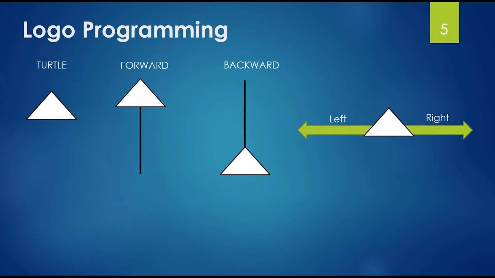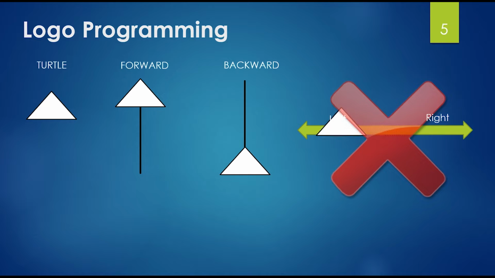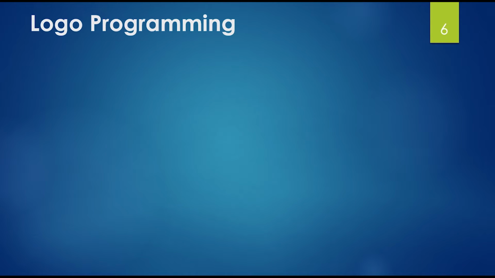However, the turtle cannot move to the right or to the left. As I said, the turtle can move only in two directions. It can move forward or backwards, but it cannot move to the right or to the left. To make it move to the right or to the left, we have to rotate it. To make it move to the left, we will rotate it to the left, and then we will be able to move either forward or backward. Or if we want it to move to the right, we will rotate it to the right, then again it will be able to move forward and backwards.